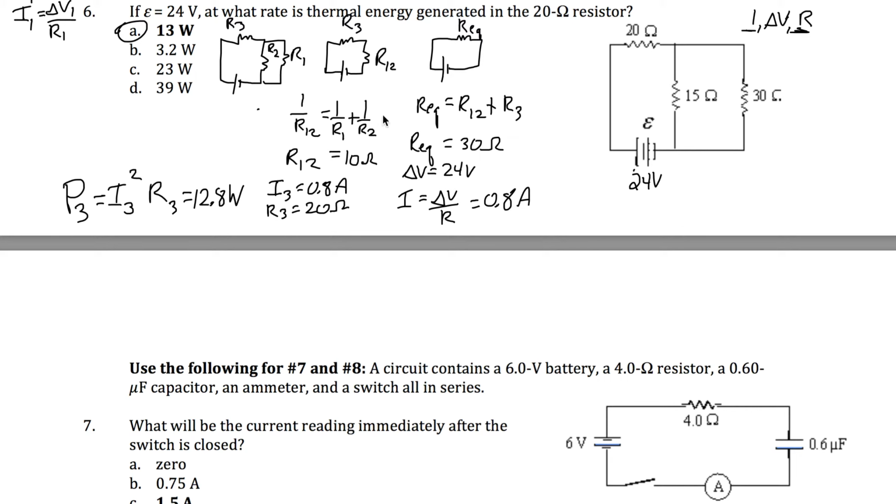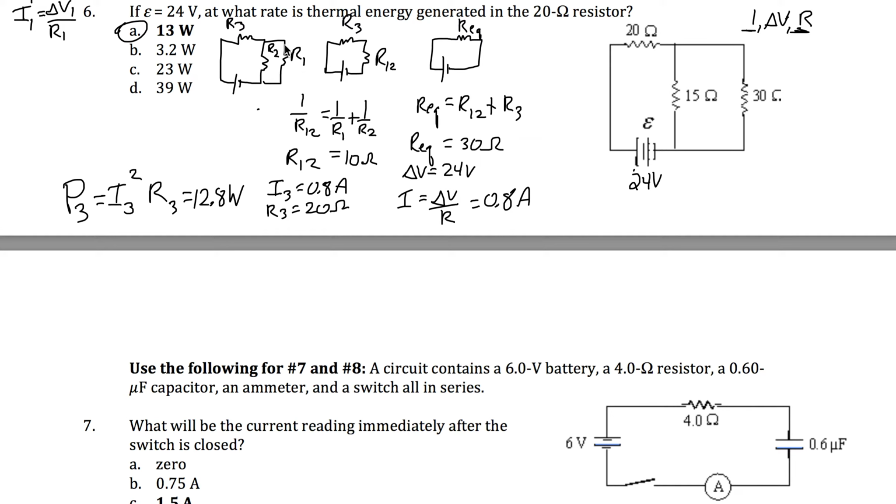Now, if it had asked for the thermal energy generated in the 30 ohm resistor, then you would have had to look at R12, calculate V. Once you calculate V, then you go back one step and say that the voltage here is the same, and now you'd have to use R1 and V1 to find the power through this one. But we didn't have to go back that far.